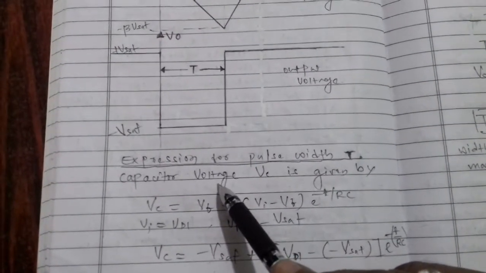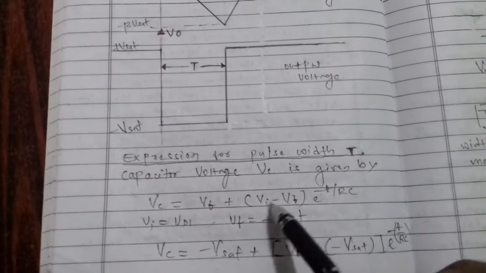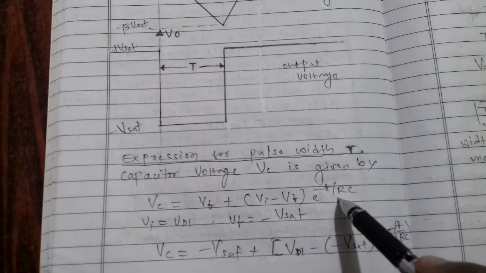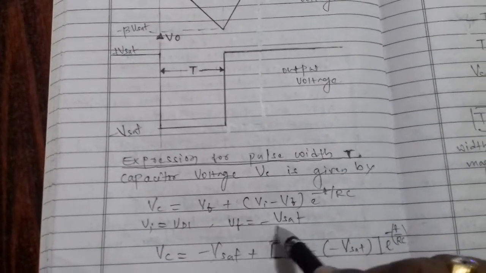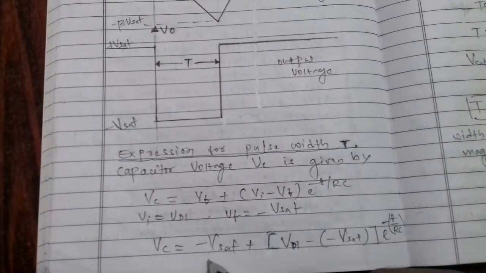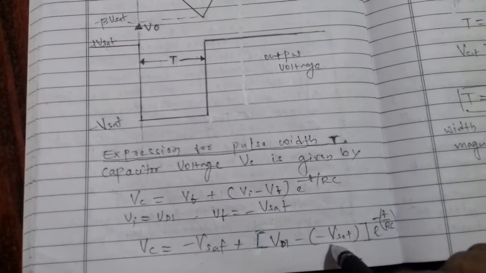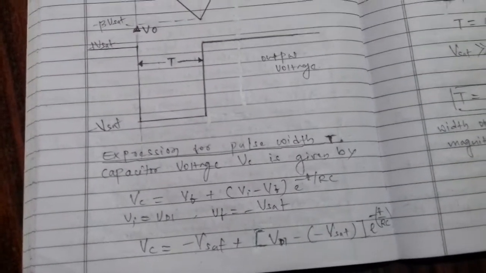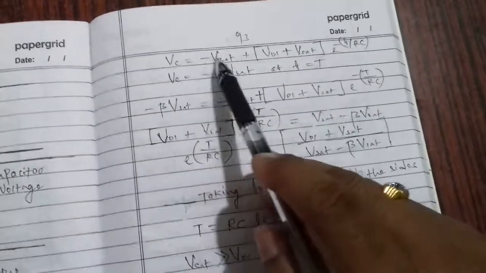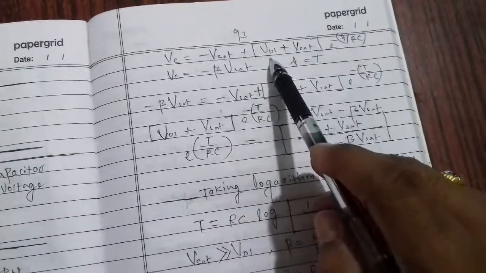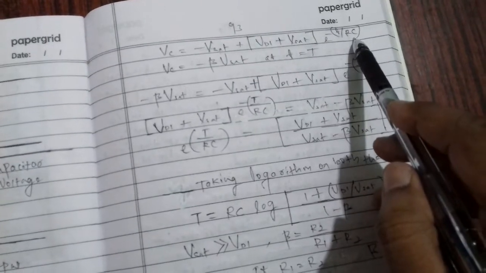Capacitor voltage Vc is given by Vc equals Vf plus (Vi minus Vf) e raised to minus t upon RC. Vi is equal to Vd1, Vf is equal to minus V saturation. Vc is equal to minus V saturation plus (Vd1 minus (minus V saturation)) e raised to minus t upon RC. Vc is equal to minus V saturation plus (Vd1 plus V saturation) e raised to minus t upon RC.